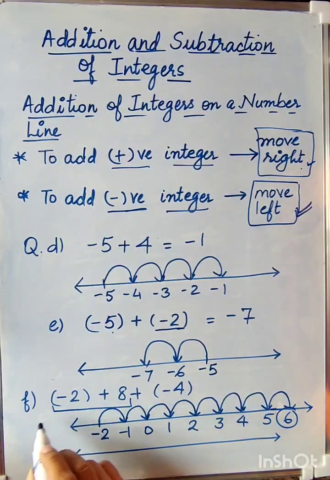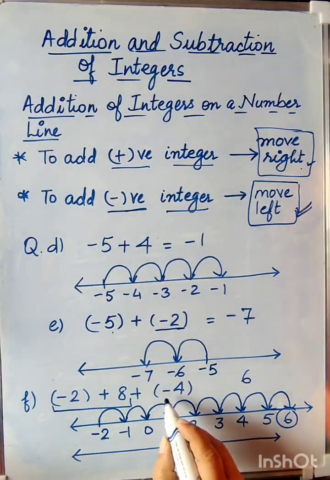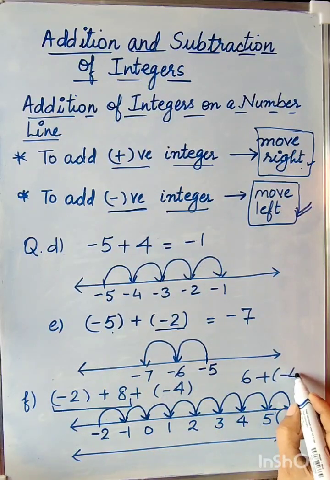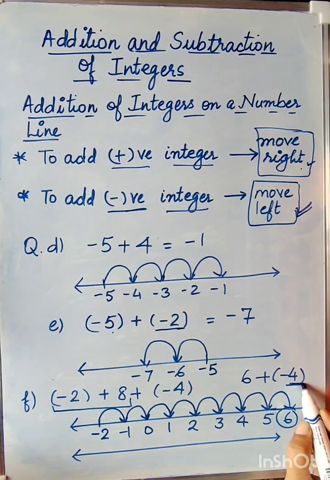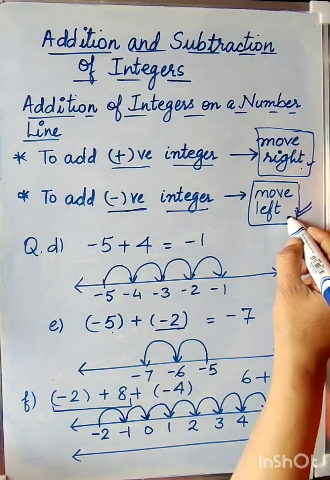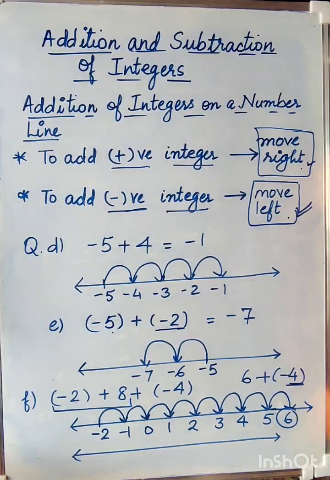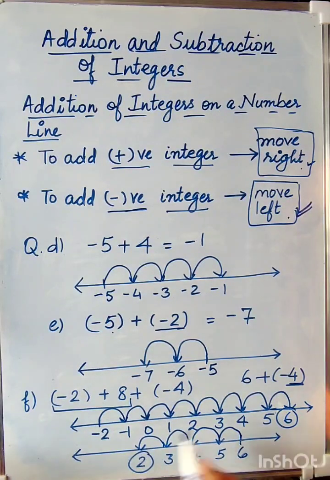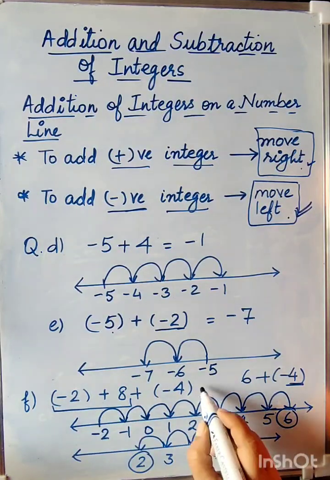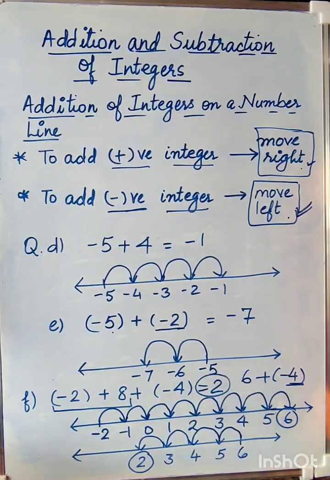So minus 2 plus 8 means it is 6, and we have to add now minus 4 to the given number. So from 6 we will move 4 steps backward, that means to the left, because we are adding a negative integer. So this is 6, and we will move 4 steps back. 1, 2, 3 and 4. So below 6 it will be 5, 4, 3, 2. So our final answer will be 2. For this whole equation the answer will be 2.